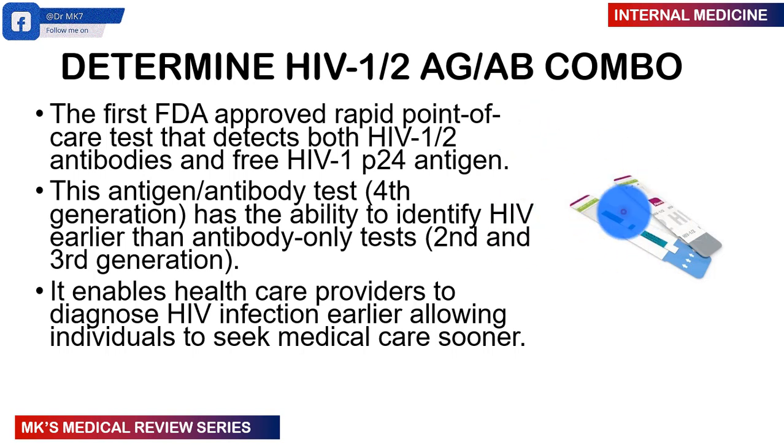So this is the first FDA approved rapid point of care test that detects HIV 1 and 2, and it also detects any free HIV 1 P24 antigen. Now remember that this is a 4th generation type of test, and it can identify HIV quite early, even in the window period, as opposed to the 2nd and 3rd generation tests, which only use antibodies. So it can enable healthcare providers to diagnose HIV in the very early stages.